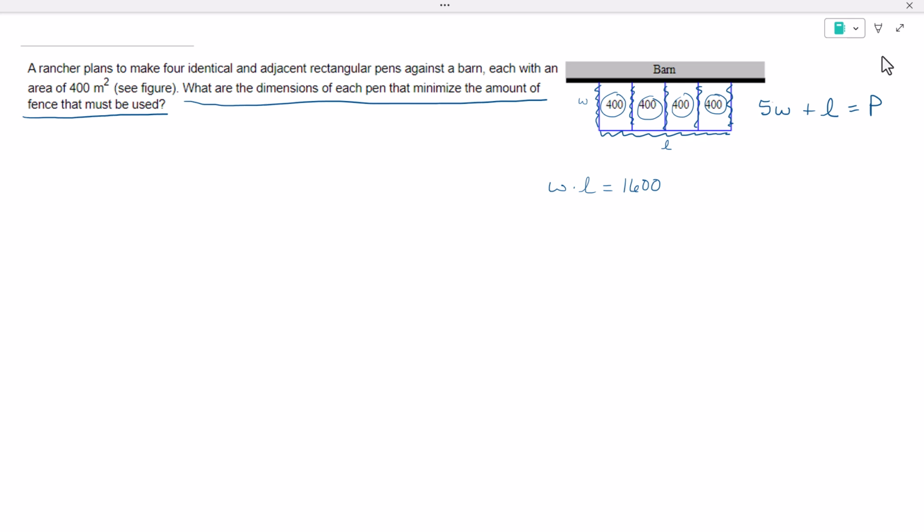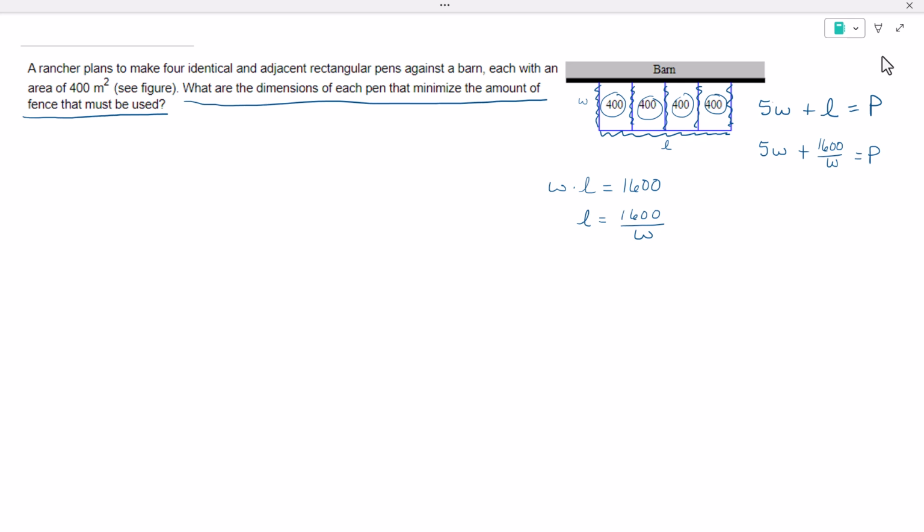Okay, so we can use this equation, solve it, and get one variable in terms of the other. So let's go ahead and figure what L is in terms of W. It's going to be 1,600 divided by W. So here I have 5W plus L, which is 1,600 over W, equals P. So all I've done here is to get the equation where we have just one independent variable.